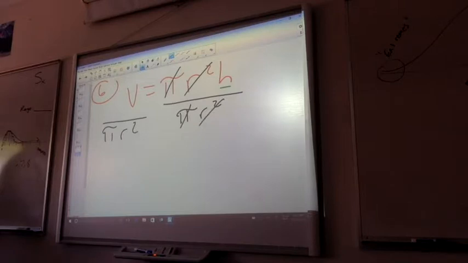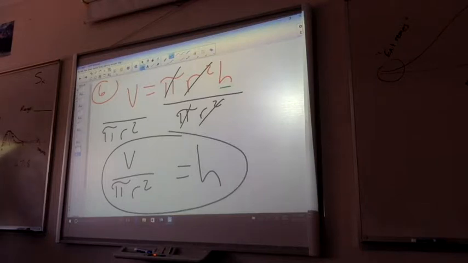That cancels that. What is r squared? What does that really mean? Is it r times r? Okay, so I get h is equal to volume over pi r squared. Height equals volume over pi r squared.